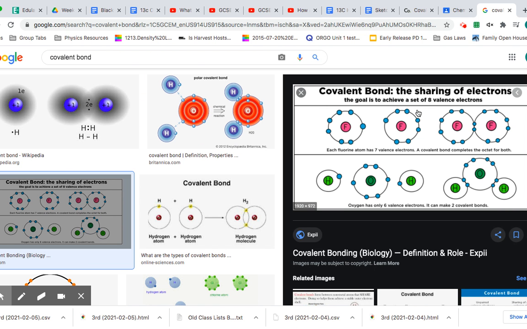So F has 7, F has 7. In order for them both to be happy, they share one of them. Each of them shares one, and then they become attached because they're each like, well, I want it, well, I want it. Well, we'll share, and then everybody's happy type of deal. So that is covalent. Will we get into much more detail with that? Yes, but I just wanted you at least to have an idea.